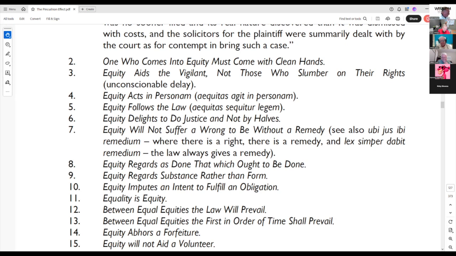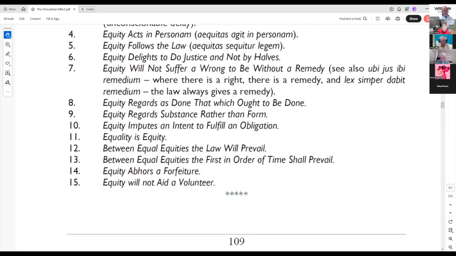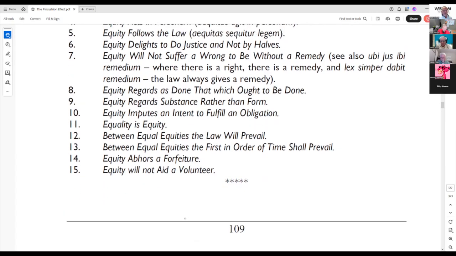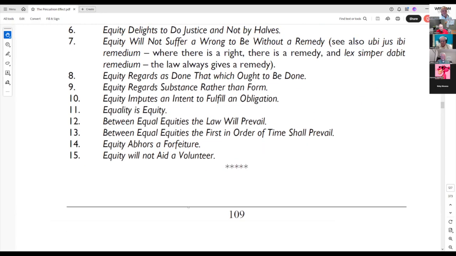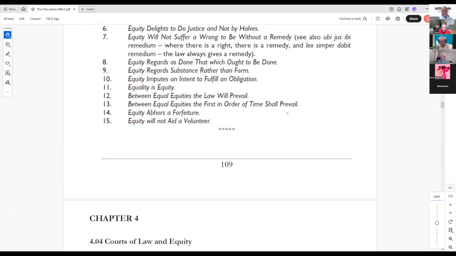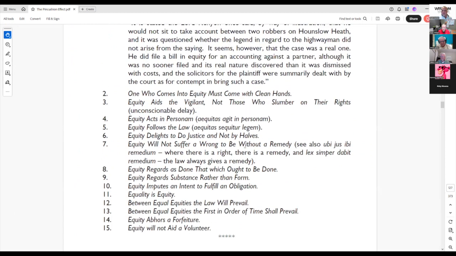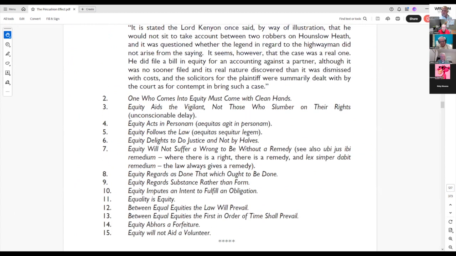Equity imputes an intent to fulfill an obligation. Equality is equity. Between equal equities, the law will prevail. Between equal equities, the first in order of time shall prevail. Equity abhors a forfeiture. Equity will not aid a volunteer. So just some things to consider there about equity. And you see that if you read enough cases, you see these maxims of equity in action.